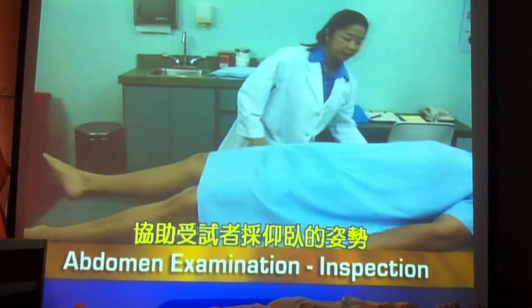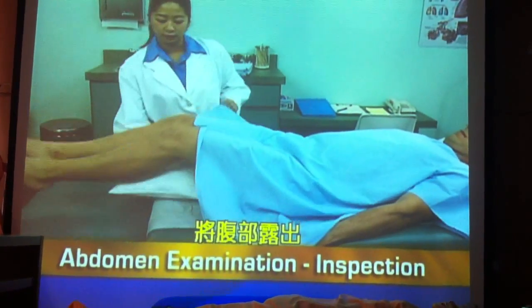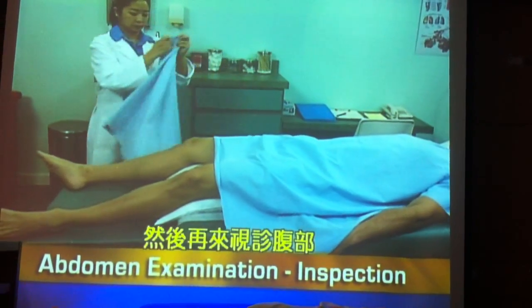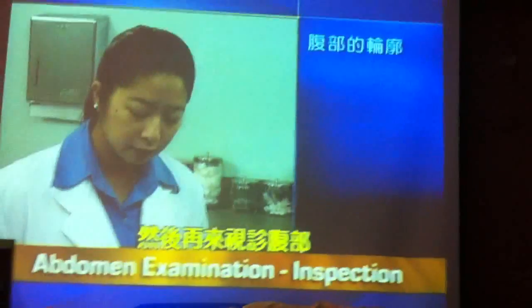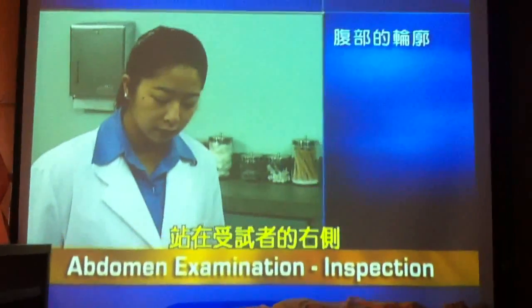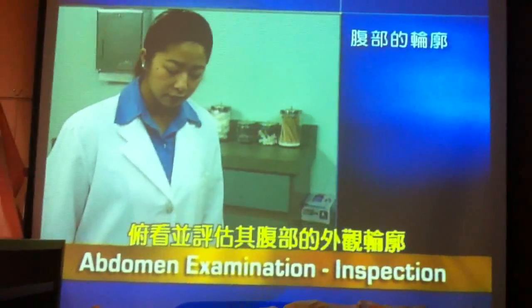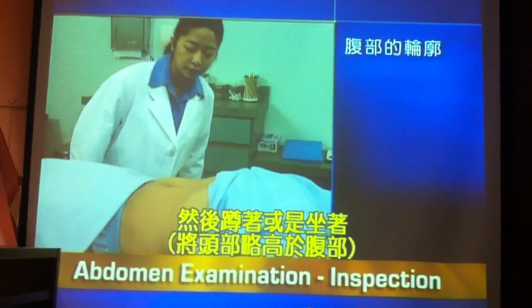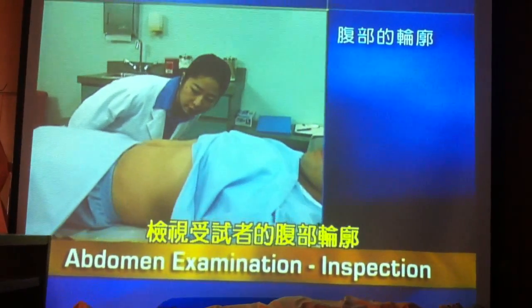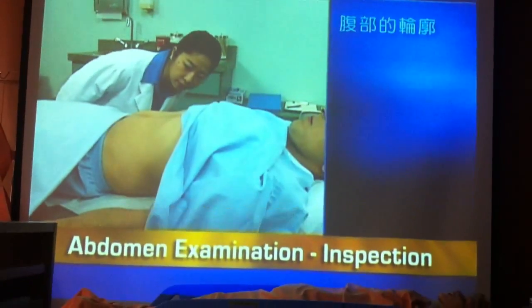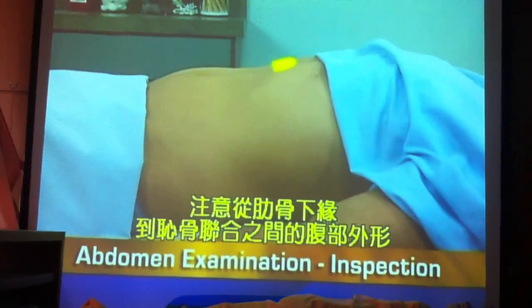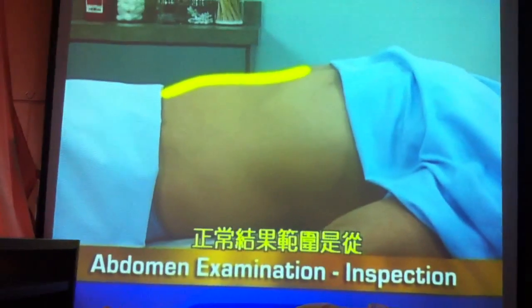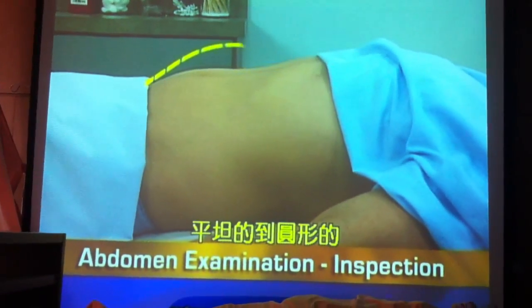Place them into a supine position, exposing the entire abdomen and draping the genitalia. Then inspect the abdomen. Assess the abdominal contour by standing to the person's right side and looking down. Then stoop or sit with your head slightly above the abdomen to gaze across it. Determine the profile from the rib margin to the pubic bone. The contour normally ranges from flat to rounded.